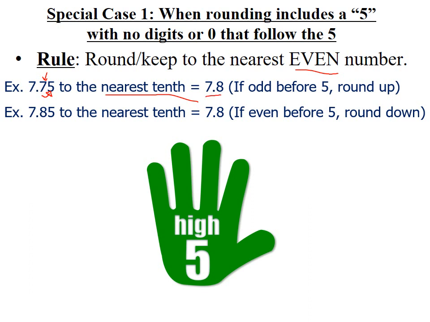Okay, but let's say you have 7.85. Well, it's already an even number here, so you can just round down to 7.8. So if you have a 5 with a 0 that follows or no other numbers that follow, then what you're going to do is bring the number before it to the even position.